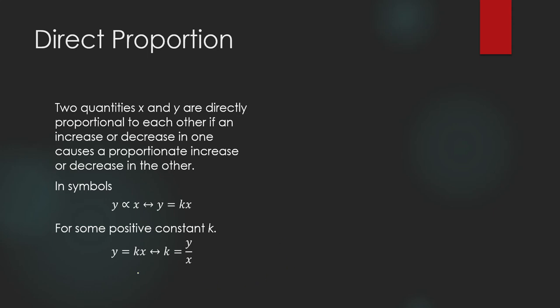Y is equal to k times x if and only if k is equal to y over x. So this means that y over x will give you the value of your constant k, and it is constant, okay? It is constant.